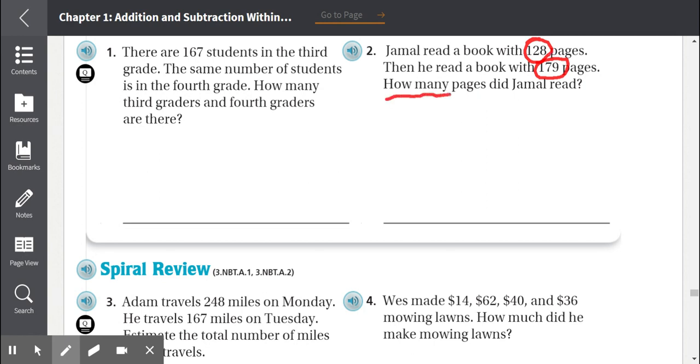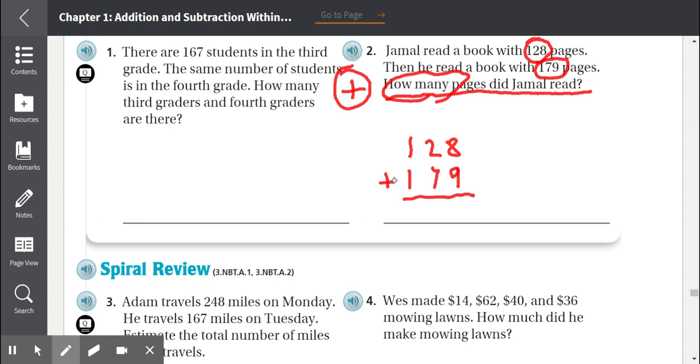We always underline the question, how many pages did Jamal read? And we know how many means to add. So I put a plus sign. So we're going to add 128 plus 179. Let's start with the ones place. 8 plus 9 is 17. 1 plus 2 is 3. 3 plus 7 is 10. We carry our 1 over to the hundreds place. So now 307 pages.